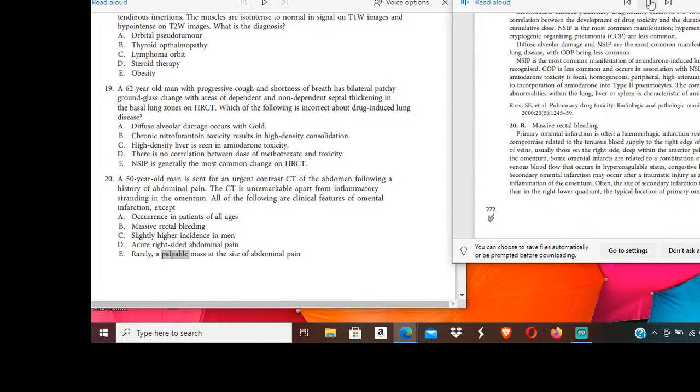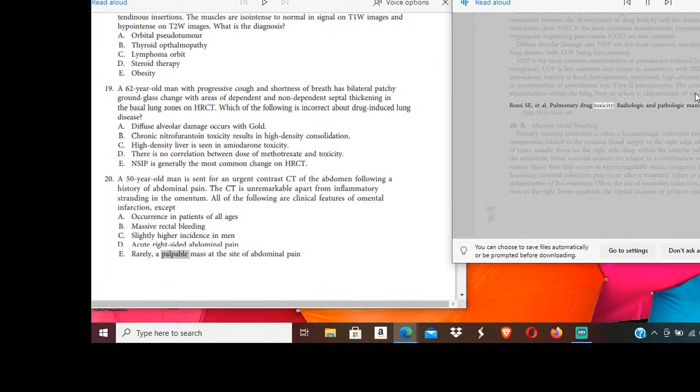E. Rarely, a palpable mass. Et al. Pulmonary drug toxicity: radiologic and pathologic manifestations. Radiographics. 2000; 20:1245-59. 20. B. Massive rectal bleeding.